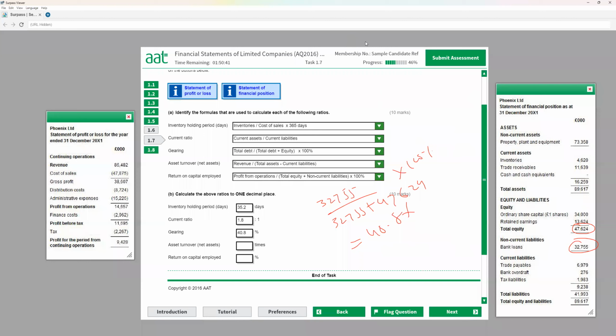Asset turnover, revenue divide total asset minus current liability. So let's do that. Revenue means the sales. So 86,004,082 revenue. On the bottom, total asset. The total asset we have here is 89,617 minus the current liability. We have 9,238. And this one we have to show as times. So it's 1.1 times.